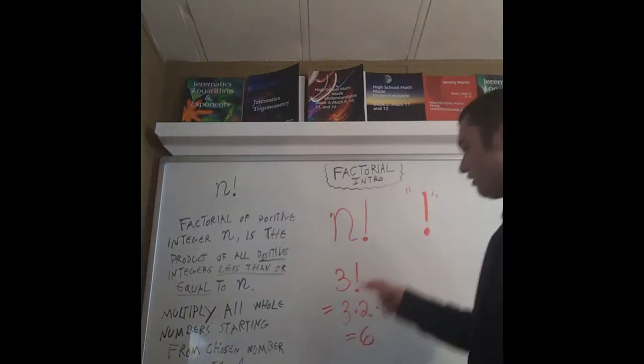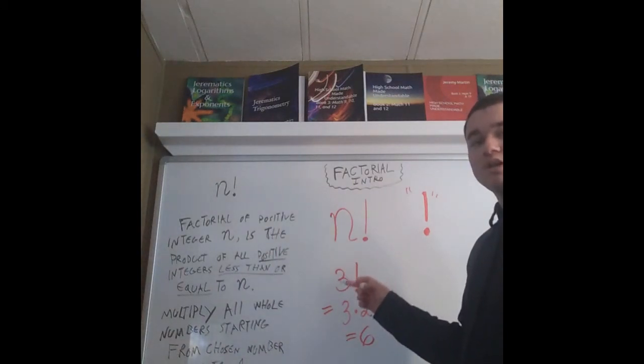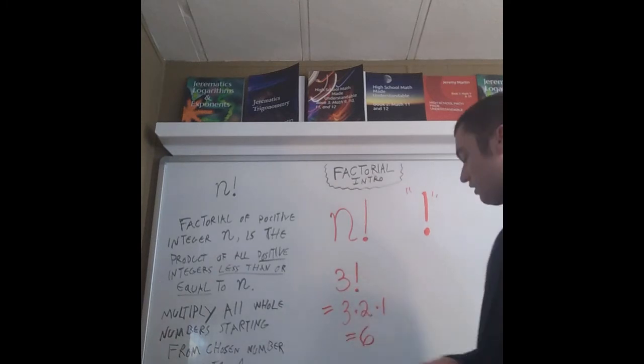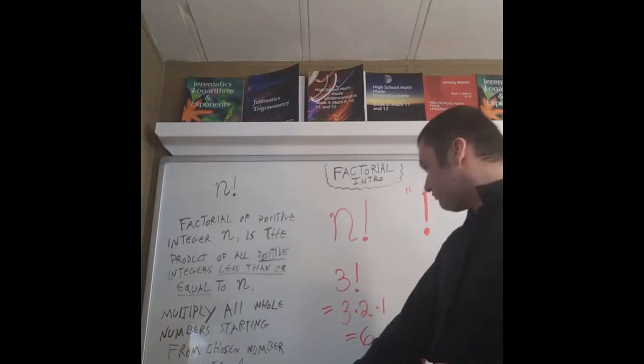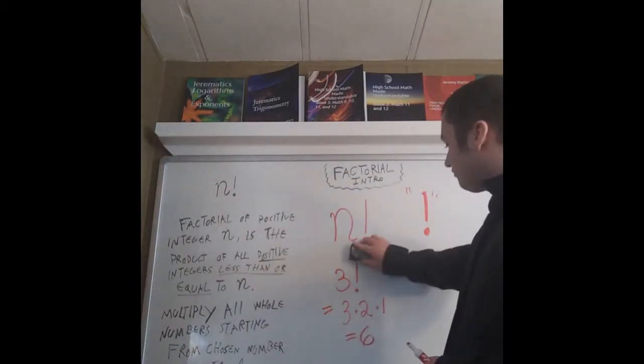To go over this one more time, you take the number in front of the factorial and you multiply it by the consecutive integers that are less than or equal to 3 all the way to 1. And then once you get to 1, you stop. The next example I'm going to give you will be 4 factorial.